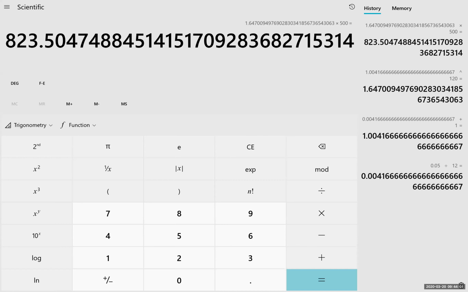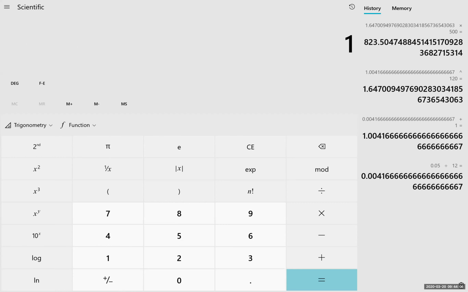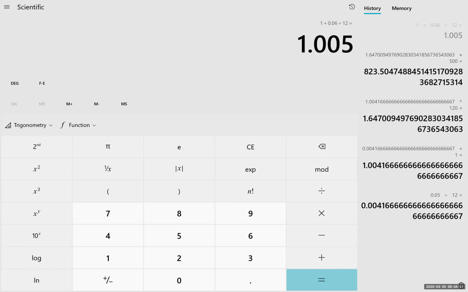Okay, so the calculations we have to do is this. It's 1 plus 0.06. Didn't work. Why? Let's go all over again, right? Okay. 1 plus 0.06 divided by 12. Now again, your calculator will do this last division first.